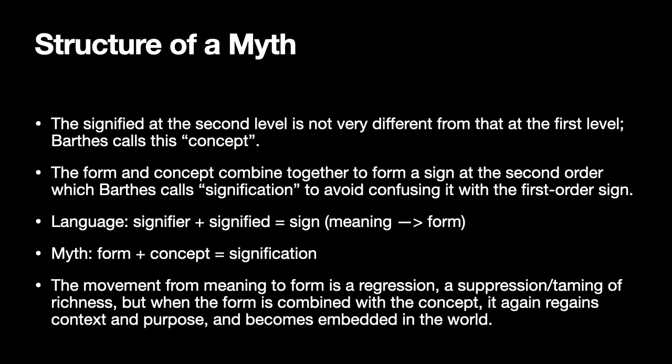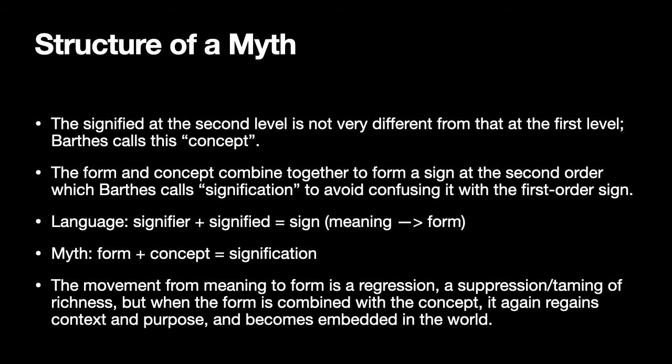But when the form is combined with the concept, it again regains context and purpose and becomes embedded in the world, which means that at the first level, the signifier was already empty. It is arbitrarily combined with a particular signified, and that produces the meaning, the sign at the first level. And this meaning is rich. But from there, we have not a progression but a regression, not a going forward but a going back to meaninglessness. When it becomes a form, it has to be emptied out of its meaning. Otherwise, you cannot imbue it with a new meaning.